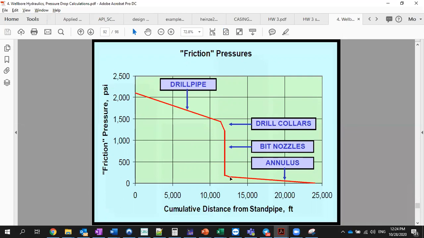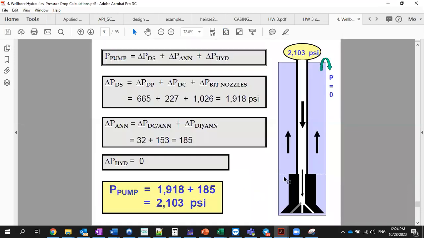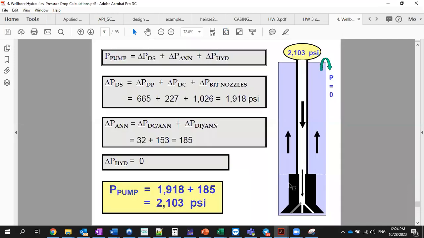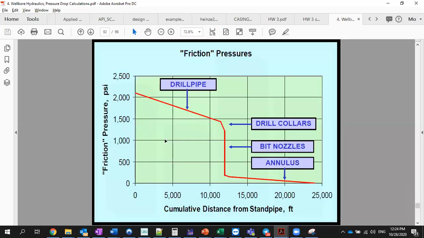So you are here. And then finally, the last section here, you lose 153 psi over 11,400 feet of length, right? So you go 11,400 and you just drop by 153 psi, because that's what we calculated there. And this is the friction pressure plot.